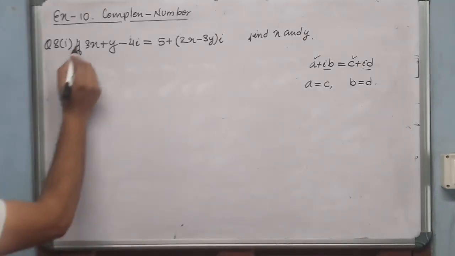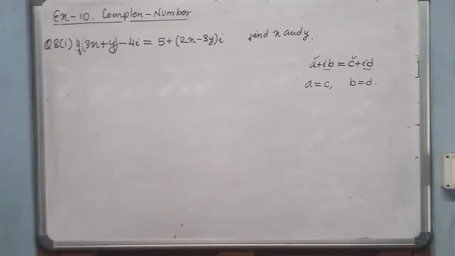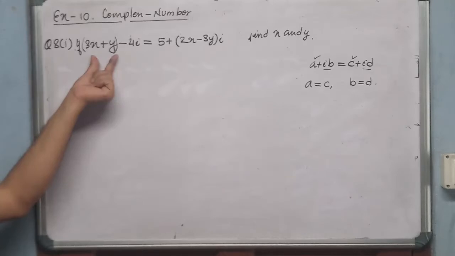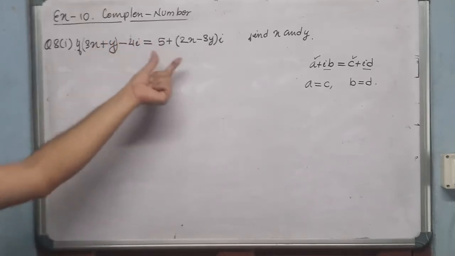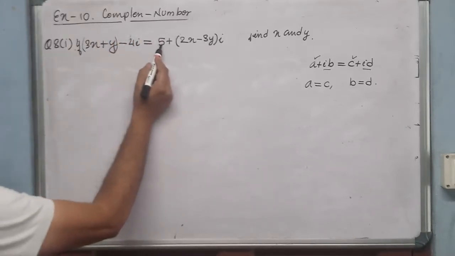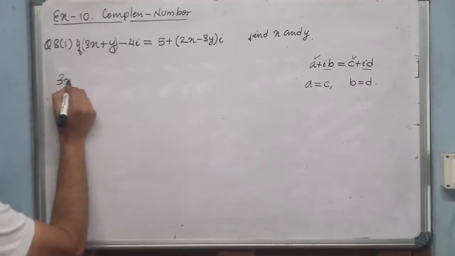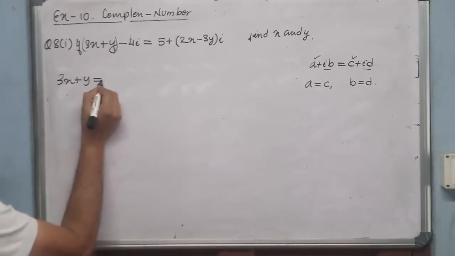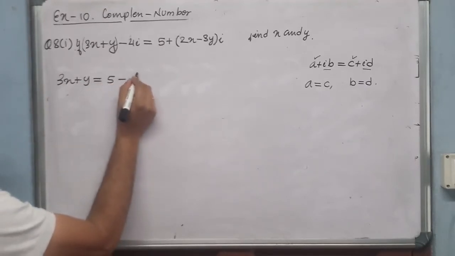Now, in the left hand complex number, 3x + y is the real quantity. In the right hand side, 5 is the real. That means real quantities we can write equal: 3x + y = 5. Let it be equation number 1.